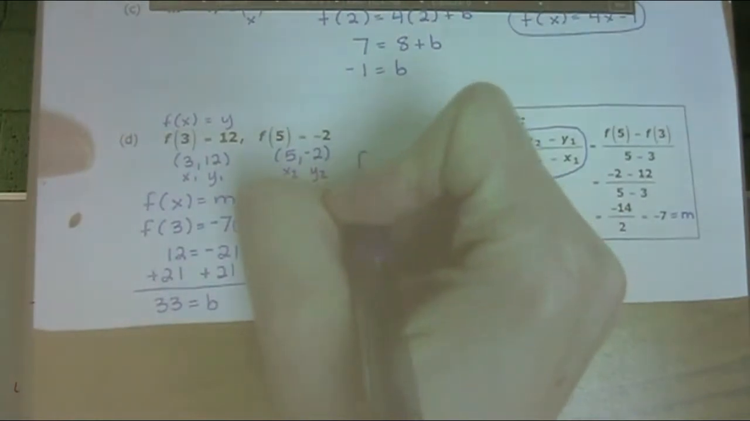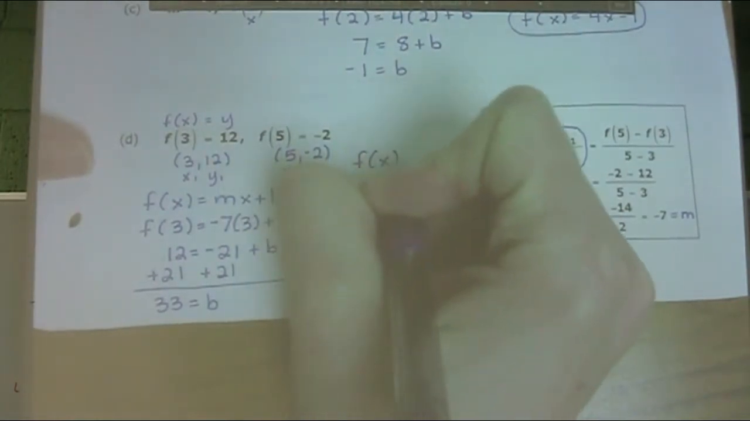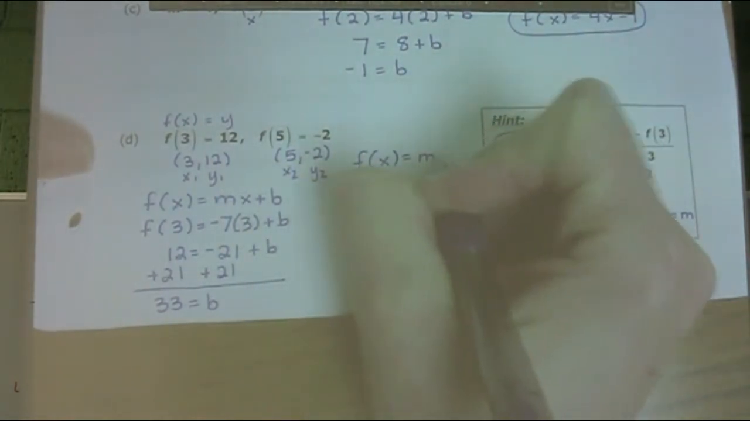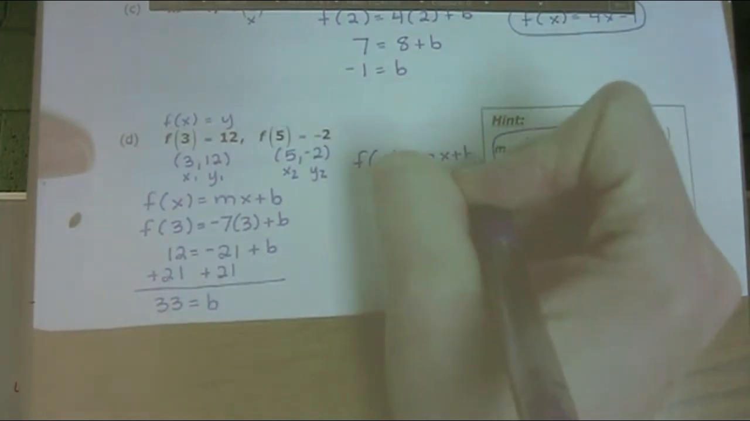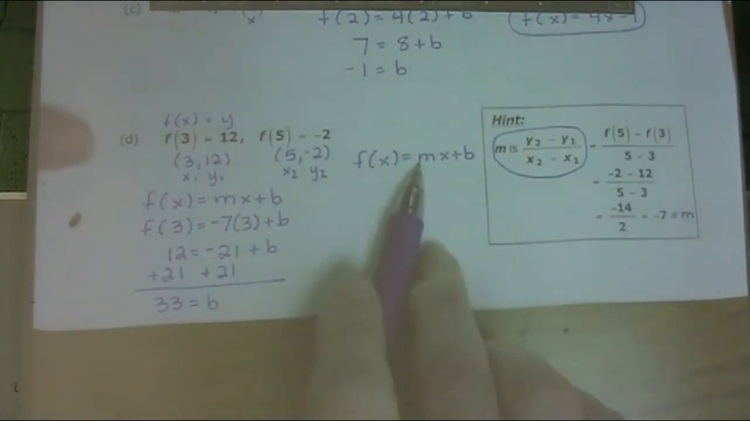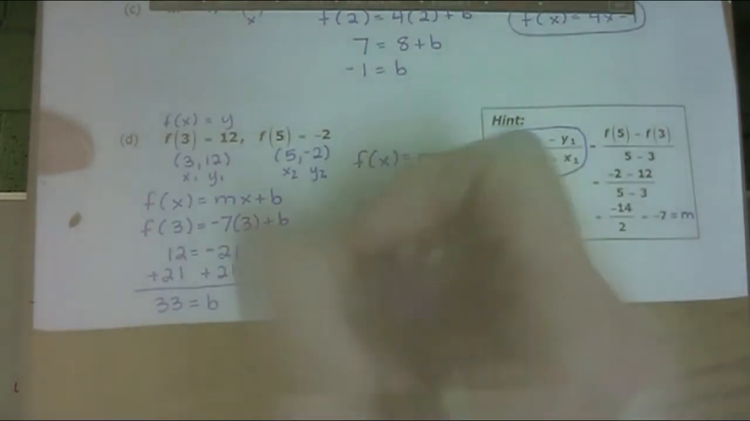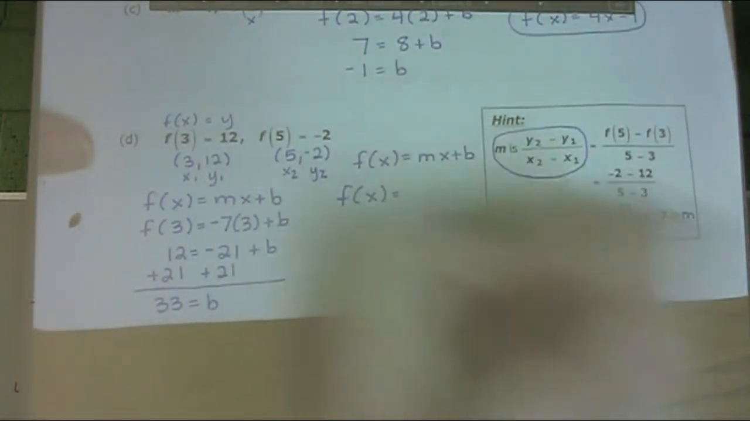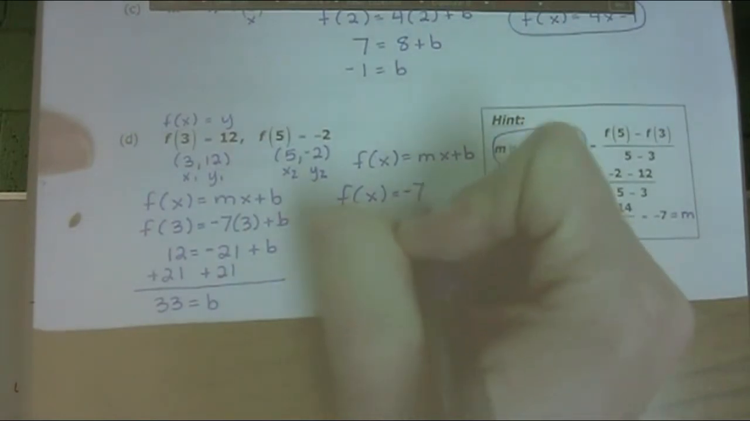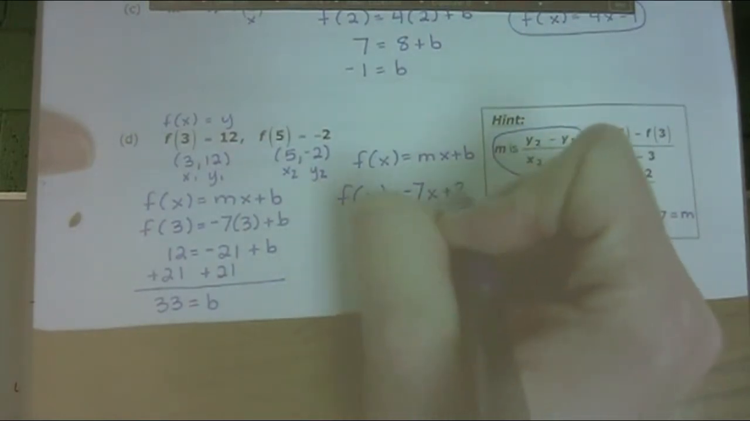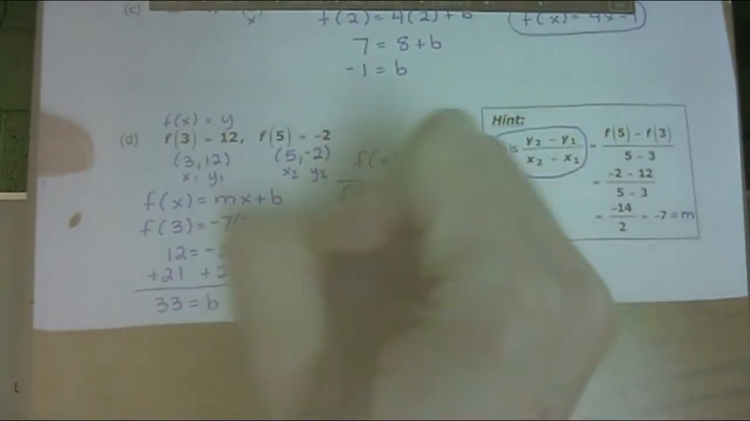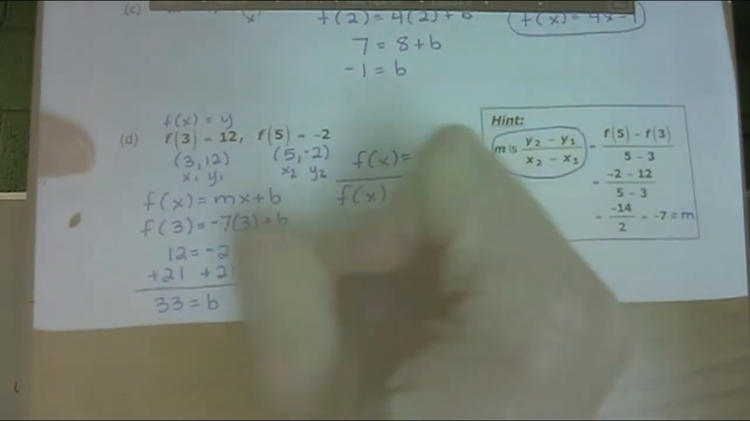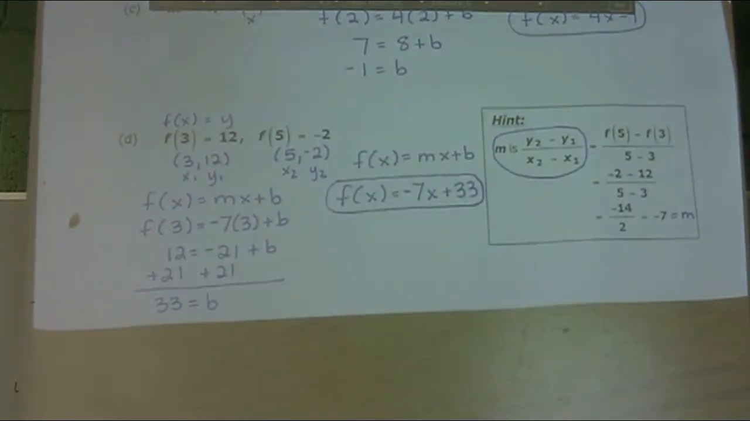Start with a blank slate. F of x equals mx plus b. Plug in negative 7 for m and 33 for b. So I have f of x equals negative 7x plus 33. All right, let's turn the page.